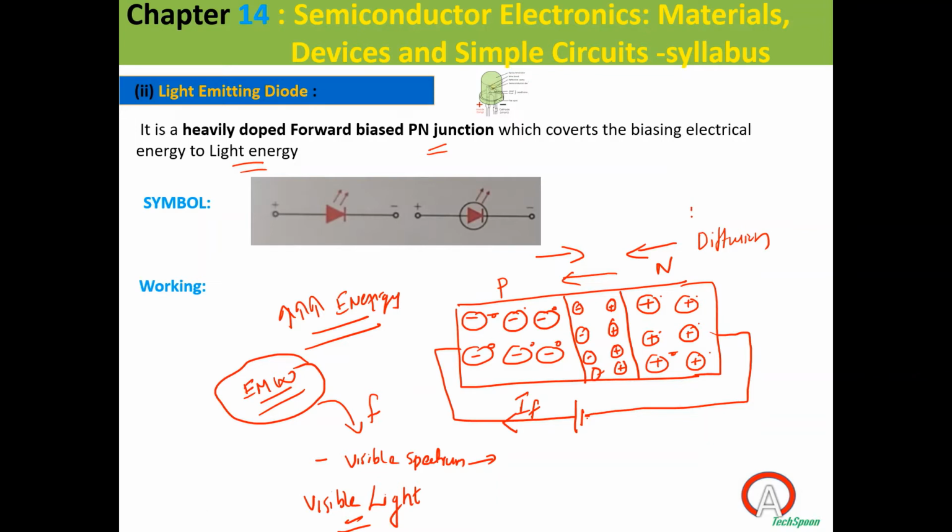Suppose there are 1,000 electrons moving towards this P region. Not all, some, approximately let us take 100 electrons will recombine with the holes which are available in the P region. Due to that recombination, these 100 electrons will lose energy. That energy will be radiated in the form of EM wave.